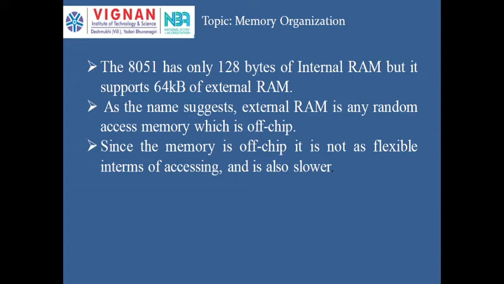But internally it has only 128 bytes of RAM. The external RAM is any random access memory which is off chip. Since the memory is off chip, it is not as flexible in terms of accessing and is also slower. So compared to on chip memory, the access speed of this RAM is very slow as it is off chip.